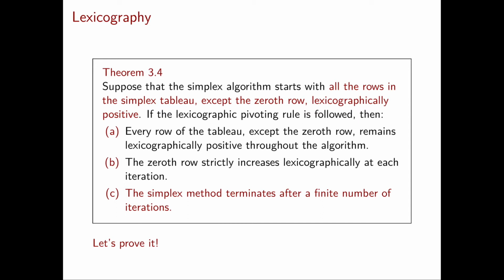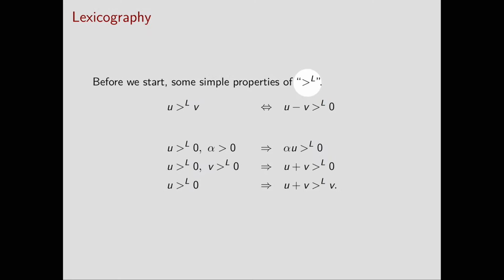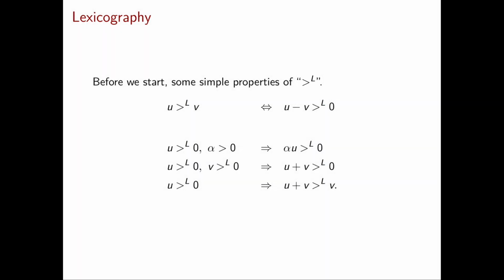Note that in this statement we're not really interested in A and B so much, we really are just interested in C. However, in order to prove C, it will be useful to first prove A and B. Before we start with the proof, I want to state here a few simple properties of the operator being lexicographically larger. All these properties are very intuitive, but I recommend that you prove all of them. They're actually really simple to show.